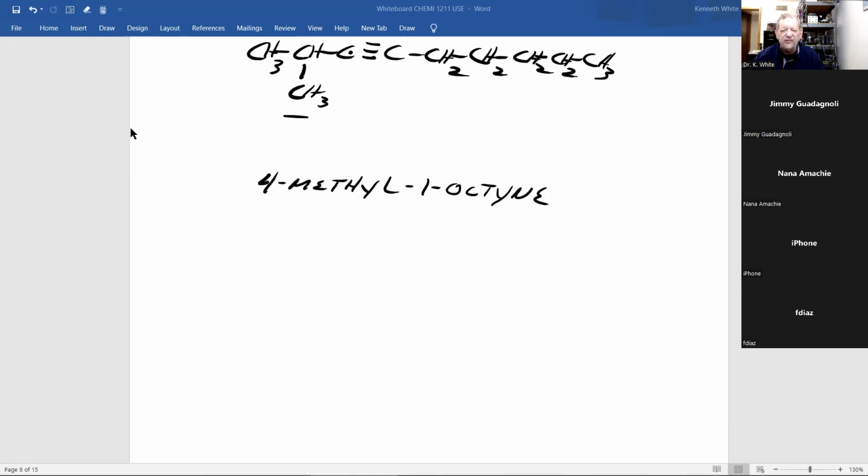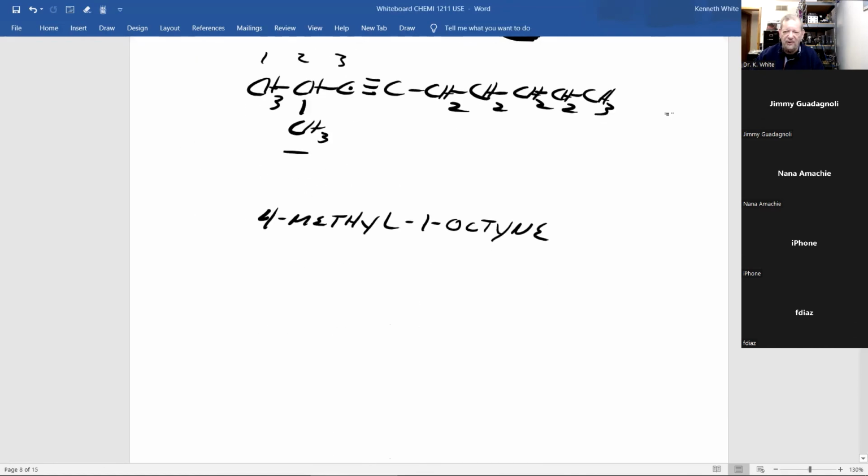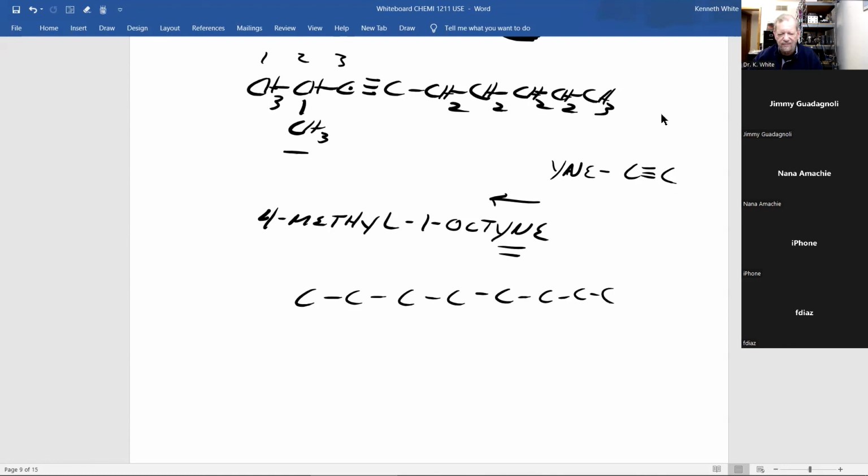So how do you decode this? You start from the right and move left. Y on the ending, triple bond. If this were an octane, 8 carbons. And where does the triple bond start? Carbon number 1. And then if this is 1, that's 2, that's 3, that's 4.